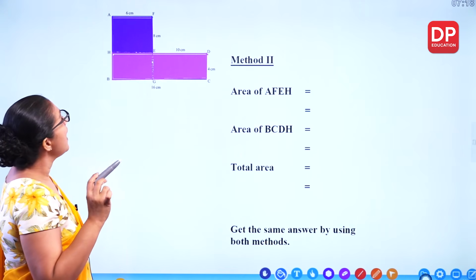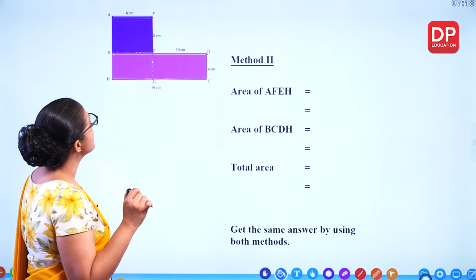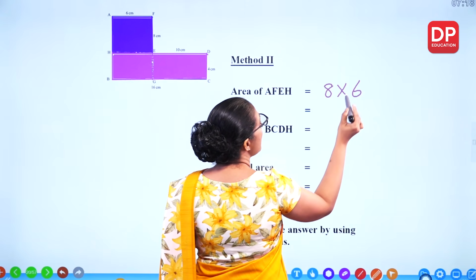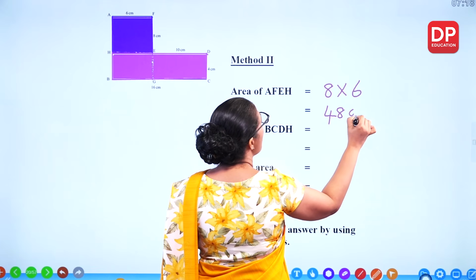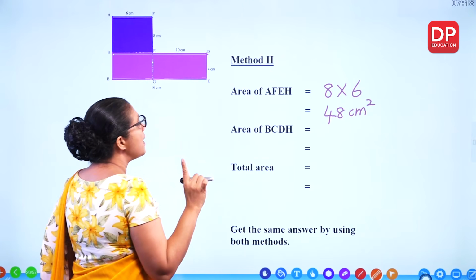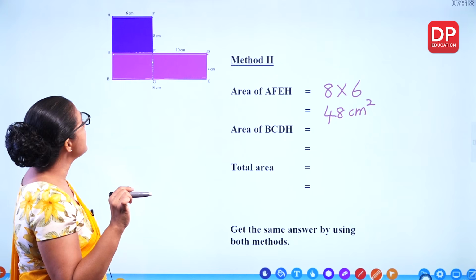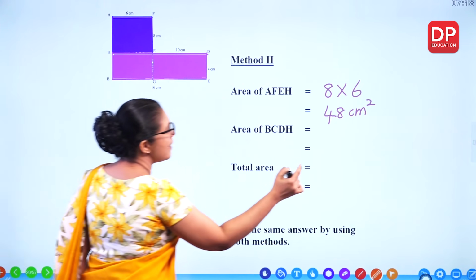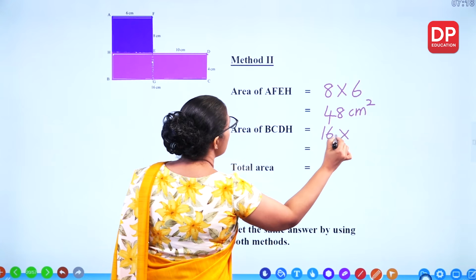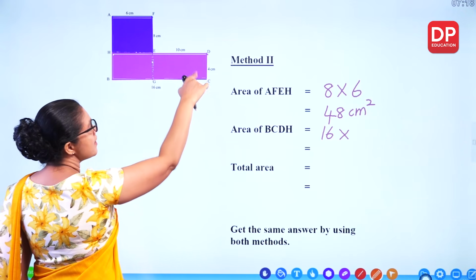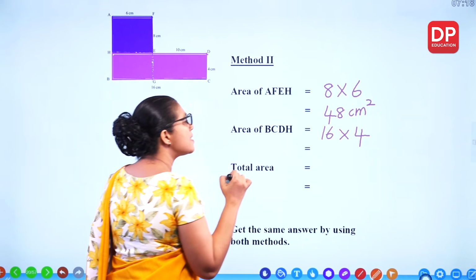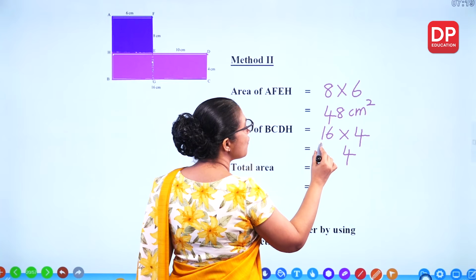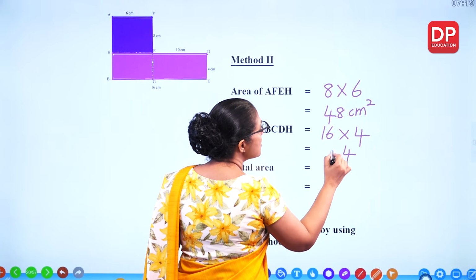AFEH. 8 is the length, breadth is 6. 8 times 6, 48 square centimeters. BCDH. BCDH, what's the length here? 10 plus 6, 16 is given. So length is 16 and breadth is 4. What's 16 times 4? 4 times 6, 24. 2 remaining. 4 times 1, 4 plus 2, 6.